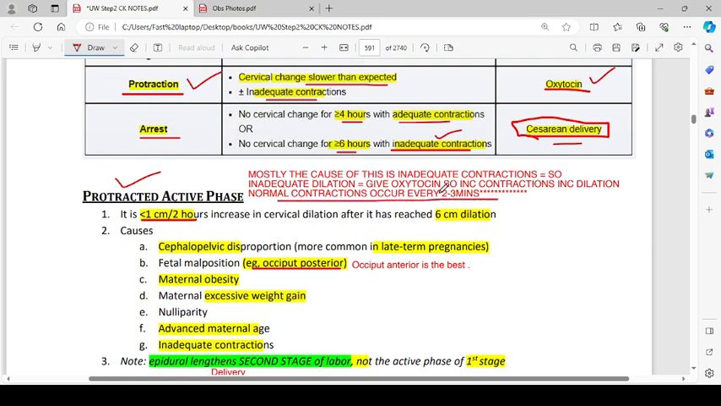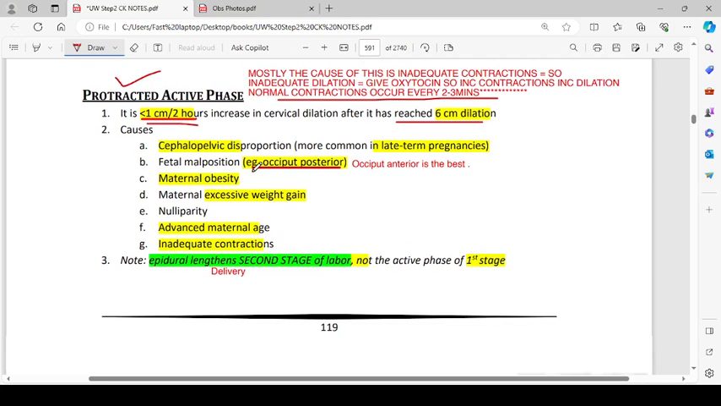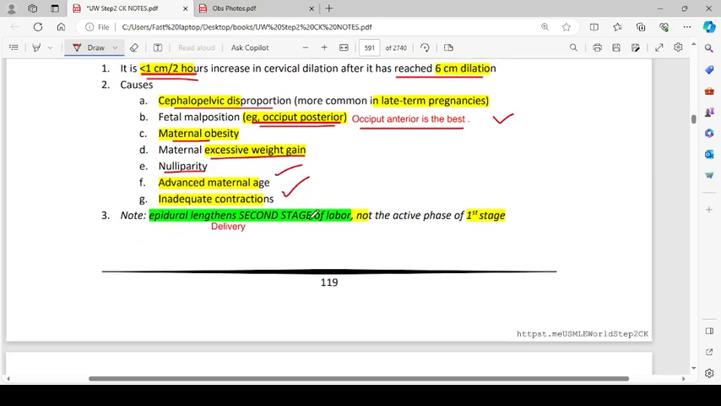Normal contraction occurs every 2 to 3 minutes. Protraction is less than 1 centimeter every 2 hours increase in cervical dilation after it has reached 6 centimeter dilation. Causes are cephalopelvic disproportion, more common in late term pregnancies; fetal malposition, for example, occiput posterior, as occiput anterior is best; maternal obesity, maternal excessive weight gain, nulliparity, advanced maternal age, and inadequate contractions.